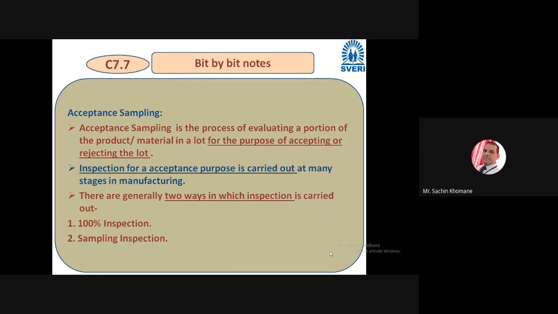Getting? So why is acceptance sampling important? Because you have a limitation in checking all the components when there are thousands of components. Quite difficult, right? So at that time you decide whether the lot should be accepted or rejected.